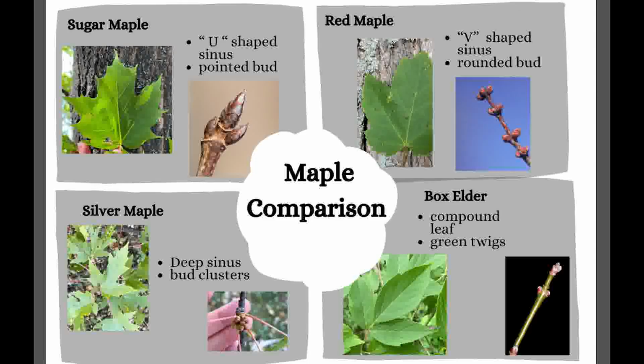Silver maples have leaves that are lighter colored on one side of the leaf than the other, with deep sinuses that run almost to the midvein, and their buds are bound together in clusters. And finally, the box elder with its unique compound leaves and green, hairy twigs. Next time you're in your woods, bring along a dichotomous key and see what you can identify.